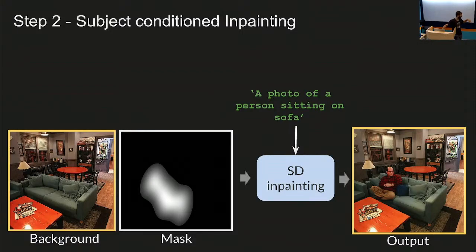Now you have the second step where you want to insert the person in that mask. You have the background, you have the mask, you say a photo of that person sitting on sofa, and it will generate some random person, right? You want to generate your specific person. So what we perform is something similar to precise control.